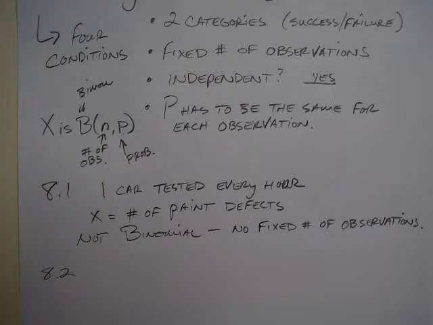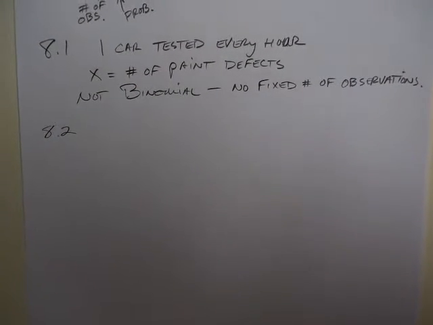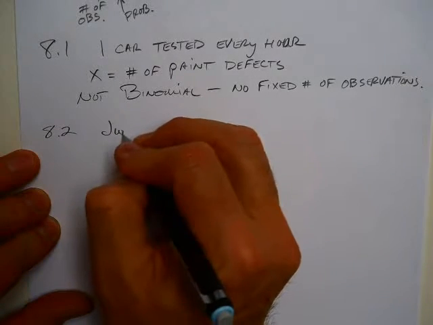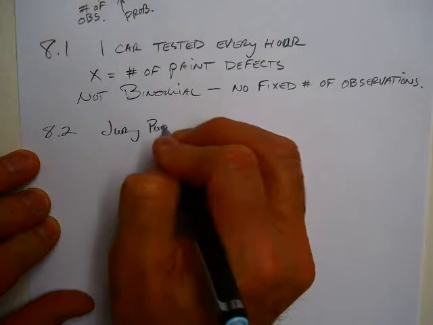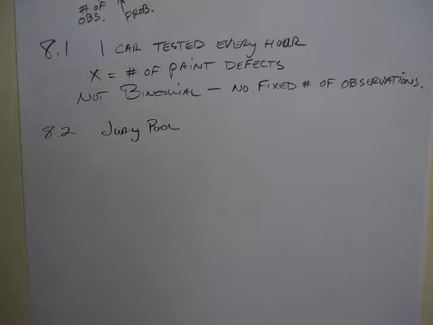Let's look at 8.2. Polling a jury pool. So we're looking at a jury pool. The pool of potential jurors for a murder case contains 100 persons chosen at random from the adult residents of a large city. Each person in the pool is asked whether he or she opposes the death penalty. X is the number who say yes.